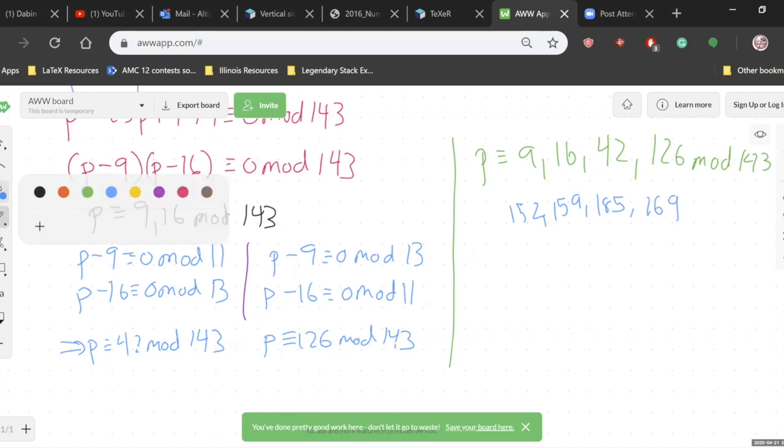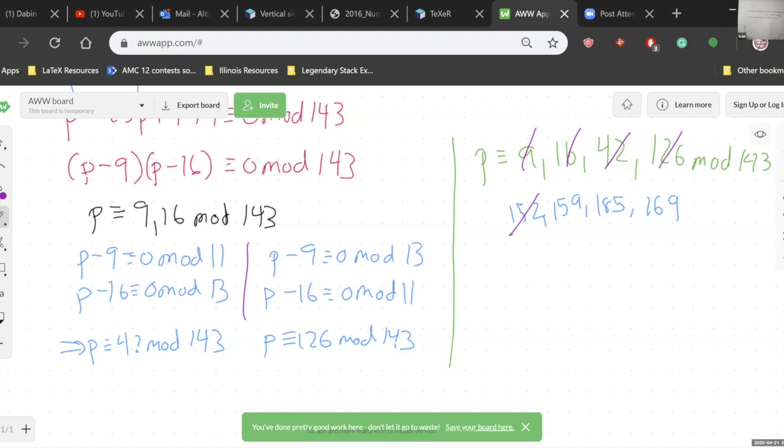Okay, so these guys aren't prime. Is 152 prime? Well, no. Good. Okay, I was testing you. Is 159 prime? Mod 3. Yeah, mod 3. Sum of digits is divisible by 3, so you can check that pretty easily. Is 185 prime? You wish. Oh, no. Nope. Good. 269. Is 269 prime? Looks like it.